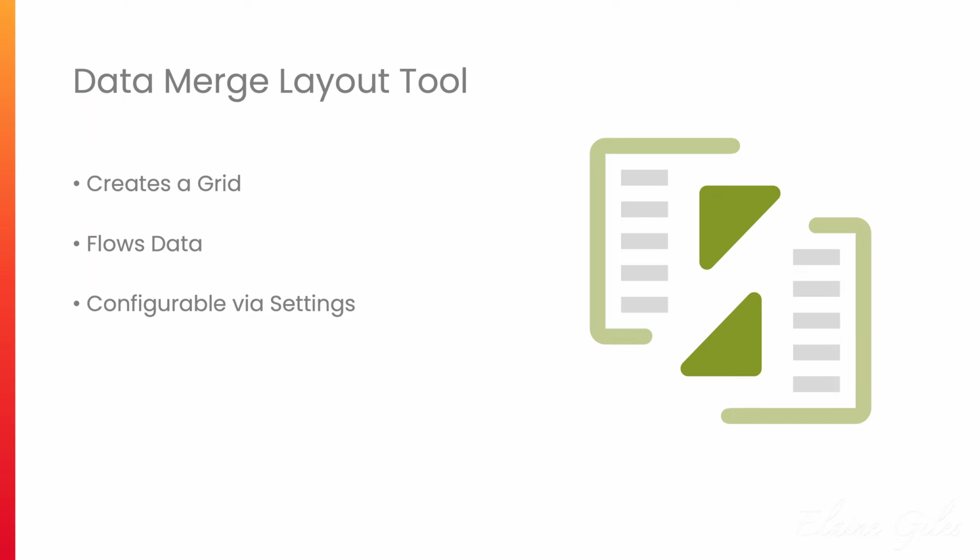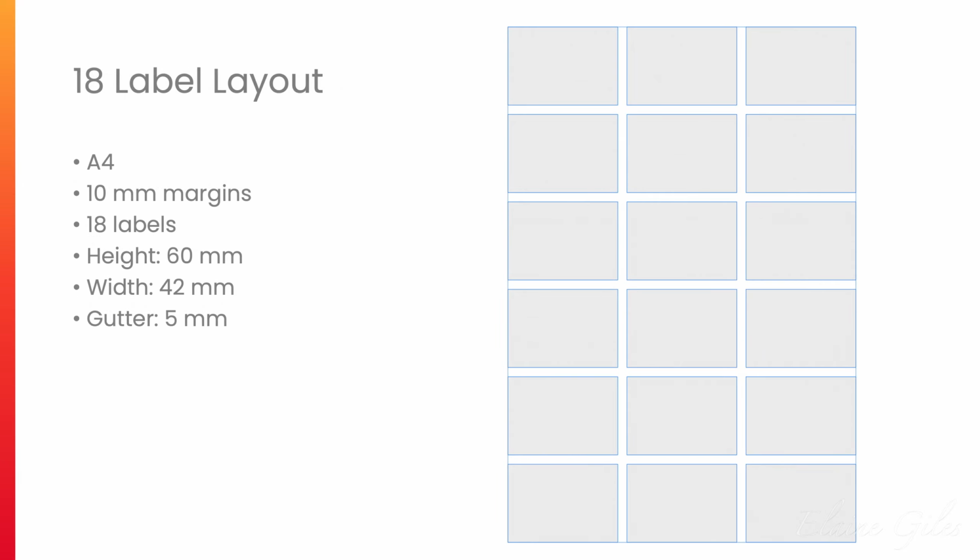The Data Merge Layout tool allows you to create a grid into which your data will be flowed according to the settings you choose. Let's take a look at this specification for a sheet of labels. The labels are A4 with 10mm margins. There's 18 labels to the sheet. Each label is 60mm by 42mm with a gutter of 5mm both vertically and horizontally between each label. That's easy. It works perfectly.